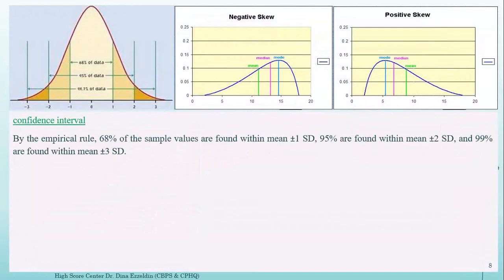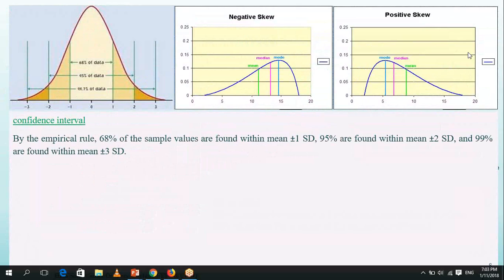Confidence interval. In normally distributed data, we find 68% of the values within plus or minus one standard deviation. Between minus one standard deviation and plus one standard deviation, we will find 68% of the data, which is in the beige color in our diagram.